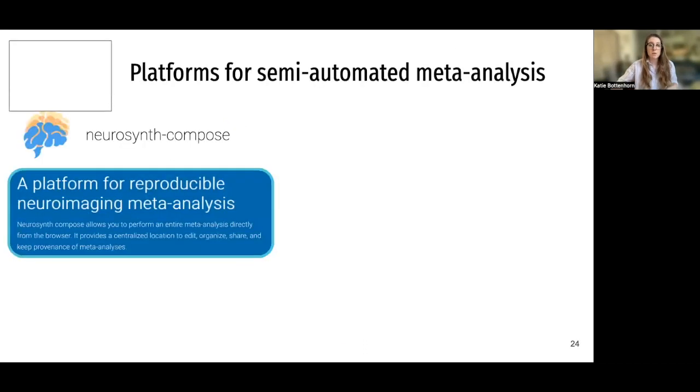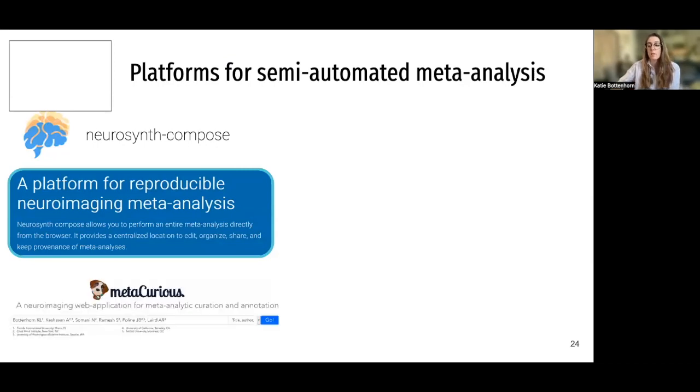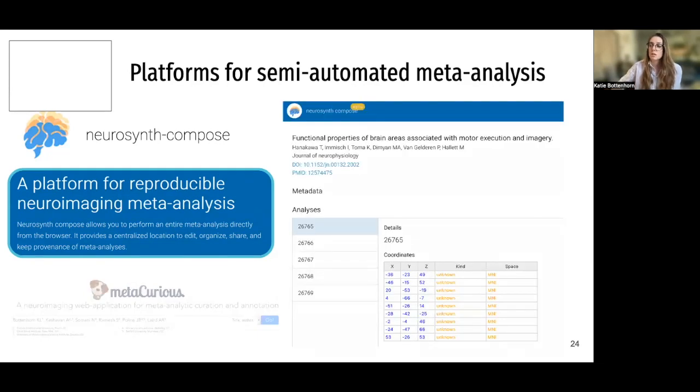So platforms for semi-automated meta-analyses include NeuroSynth-Compose, which we're going to be using in the tutorial section of the course. And a few years ago, I was helping to work on a similar platform called metaCurious, which unfortunately is no longer available. But on NeuroSynth-Compose, you can see we've got a study with extracted coordinates. You can add metadata, fix coordinates, add information, etc., and then use those in a meta-analysis. And we're going to go through that process in the tutorial section of the course with James a little bit later.